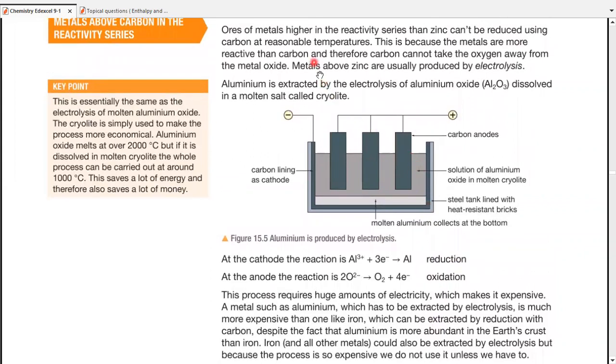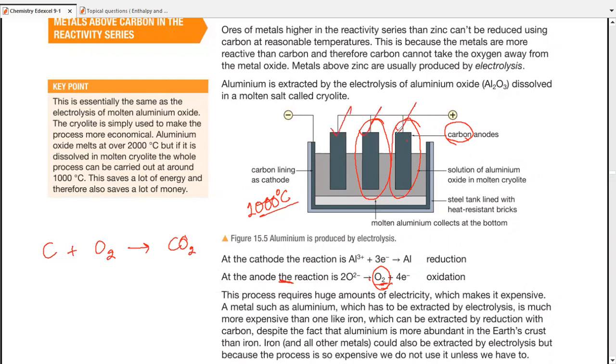It tells us that at the anode, which is about this portion, this is an anode, we are producing oxygen gas, right? So this is the reaction at the anode. And the anode itself is made up of carbon. And the whole working temperature is around 1000 degrees centigrade. You know what would happen at this temperature with carbon and oxygen together? C plus O2 gives us CO2. So what actually happens is that these anodes, these three bars, burn away, are converted into carbon dioxide after some time.